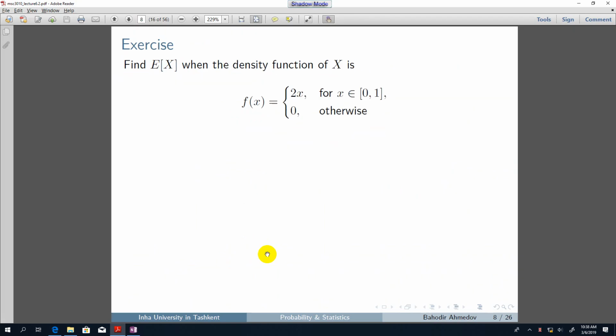Oh, let's consider this case then. So let's say f of x is the density function of the continuous random variable x, which has this form. Could you please tell me what the expected value of x is? You're too fast.